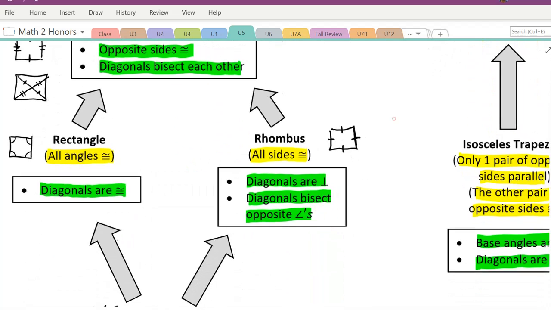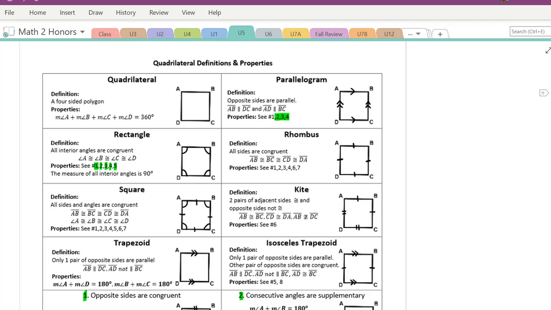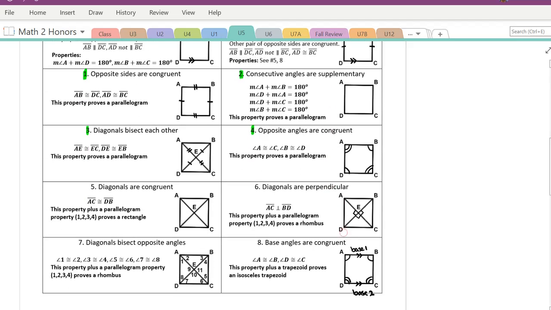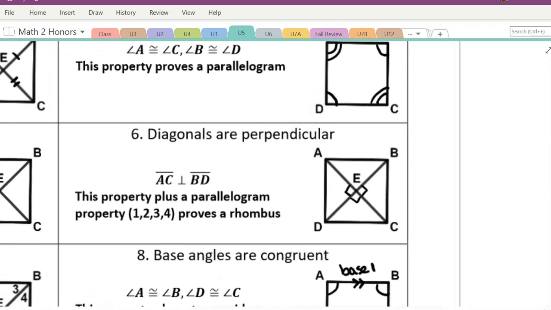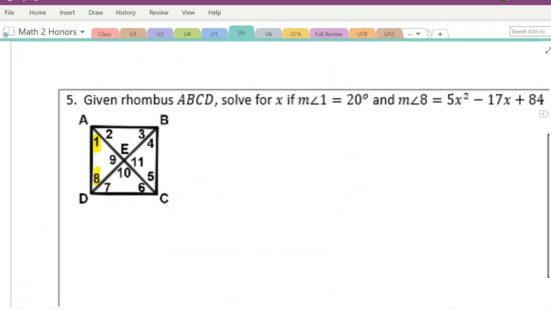So a rhombus, we know the diagonals are perpendicular, and that deals with angle measurements, right? If I look at diagonals being perpendicular, that means our diagonals form 90 degrees. And so if I went back to our homework, that means that angle 9, angle 10, angle 11, and AEB would be 90 degrees. So that's nice to know, and that's actually enough for us.